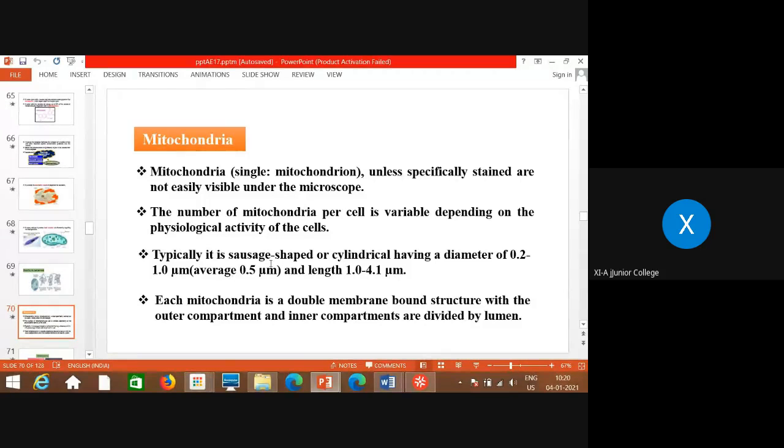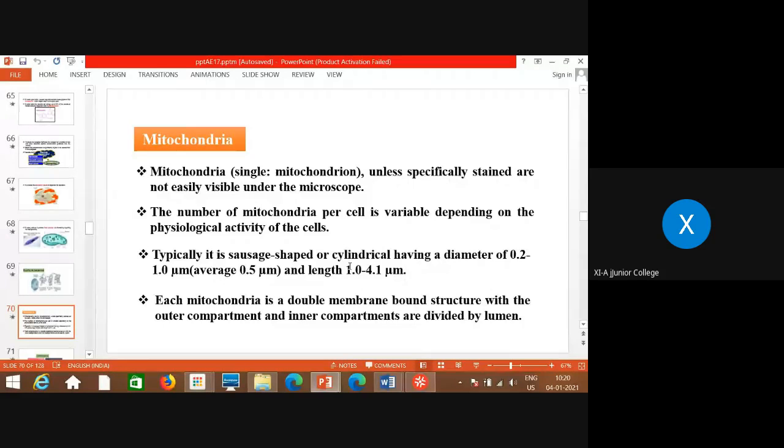Typically, it is sausage shaped or cylindrical, spherical, sometimes oval, rounded. So there are different shapes seen in case of mitochondria. The diameter ranges from 0.2 to 1 micrometer, the average is 0.5 micrometer, and the length varies from 1 to 4.1 micrometer.